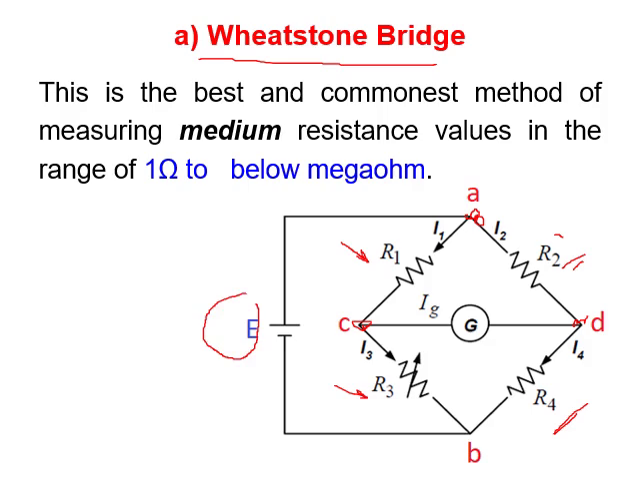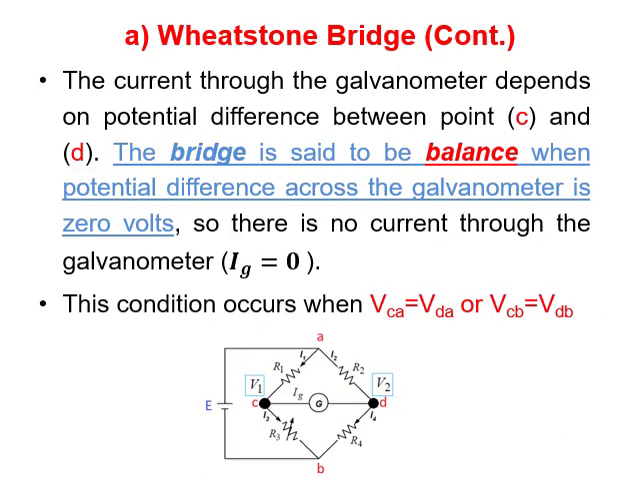Usually one of these resistors is unknown. Let us say R4 is unknown, so R1, R2, and R3 are known to us. The bridge is used to calculate the value of R4. Usually the Wheatstone bridge is used to measure resistors from 1 ohm up to a few mega ohms. In the operation of the Wheatstone bridge, we depend on a balance condition.